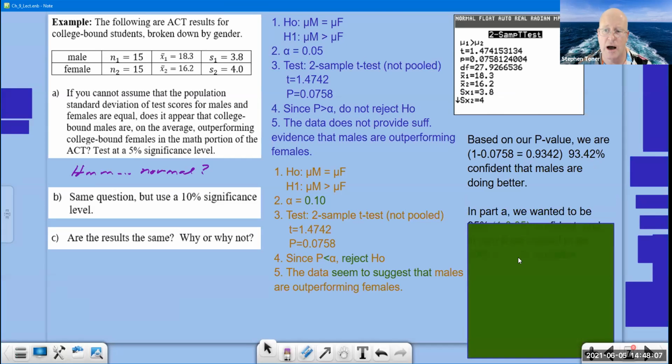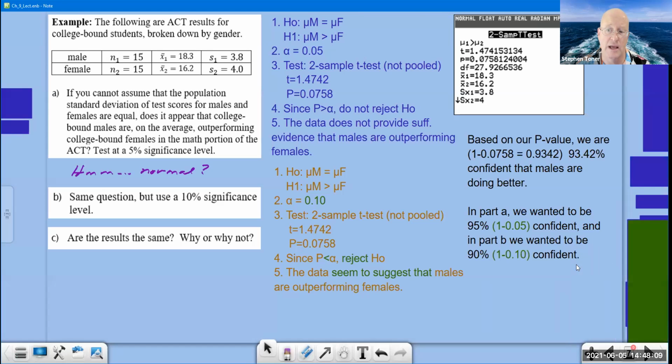However, up in the top half of the problem in part A, we wanted to be 95% confident. How do I know 95%? Well, there was a 5% significance. 1 minus that 5%, or 100% minus 5%, got us down to 95%. In part B, we changed this. When 10% is the significance level, that means there's a 90% confidence level.